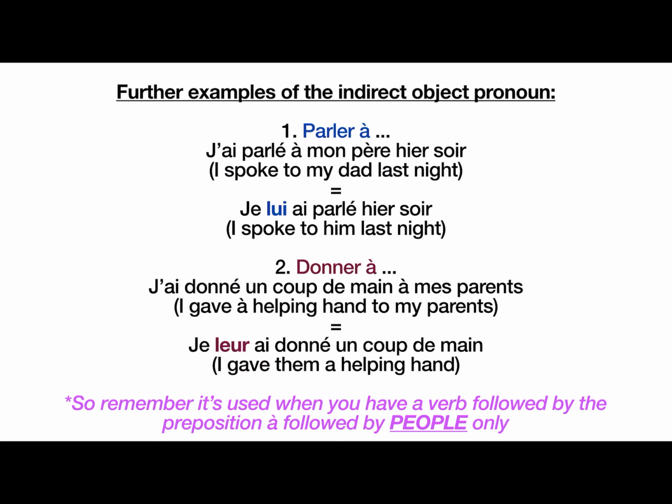So remember, you use an indirect object pronoun only when you have a verb followed by the preposition à followed by people. And it means to me, to you, to him, to her, to ye, to us, to them. Me, te, lui, nous, vous, leur. Okay? So I hope that's okay. I'm going to leave it at that for today. I want you to wrap your head around the indirect object pronouns. Be patient, bear with them. They will become easier.